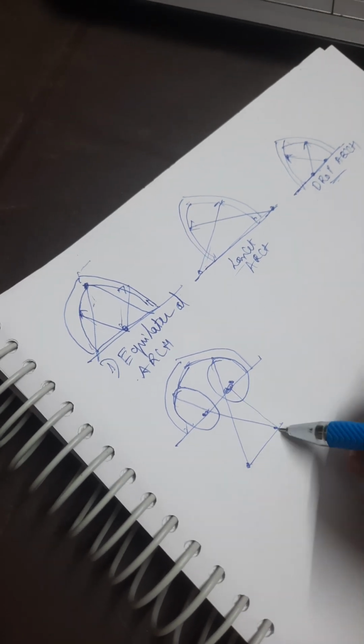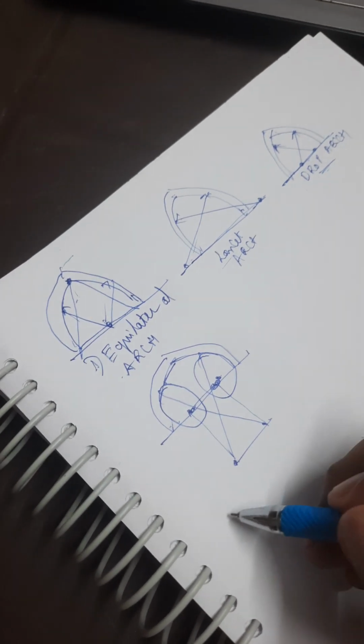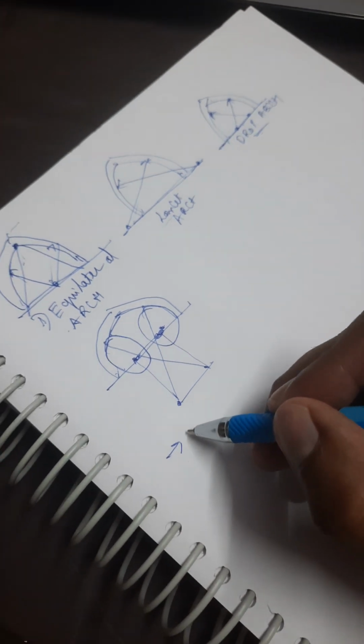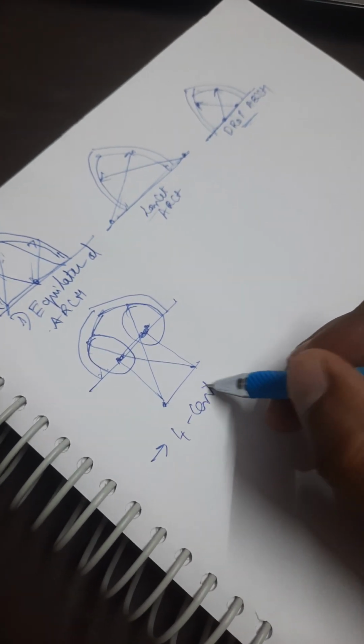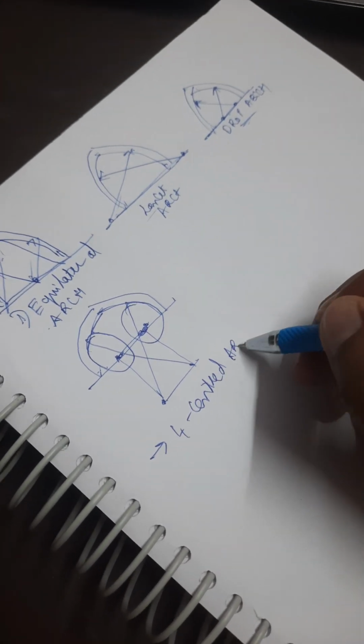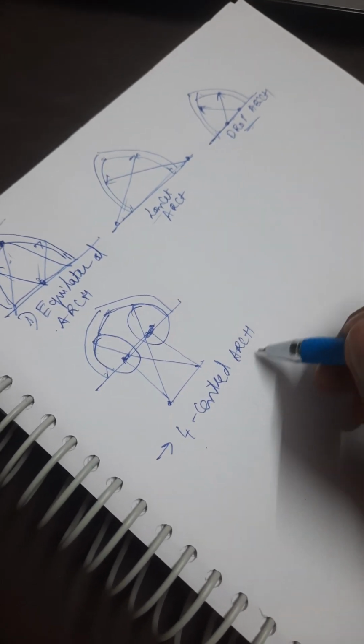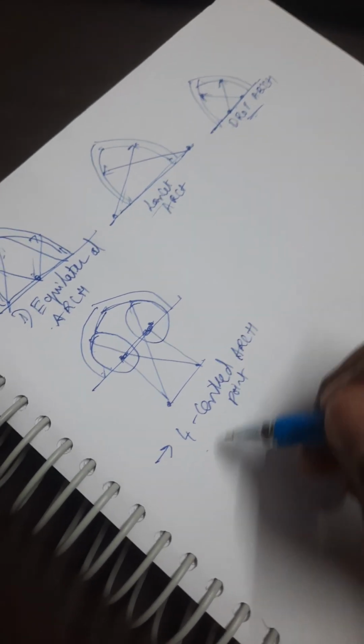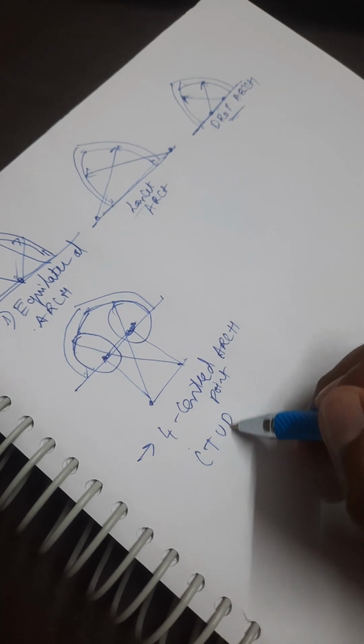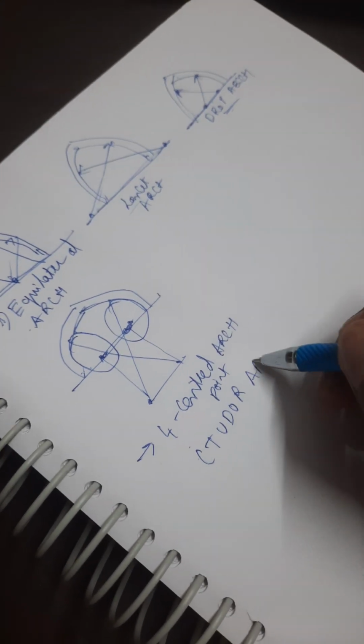a 4 centered arch. So if you get a question like what is the 4 centered arch, you should answer 4 centered point arch. You should answer Tudor arch. Tudor arch.